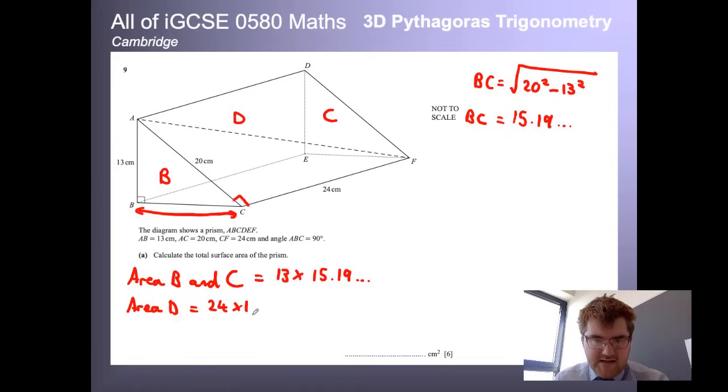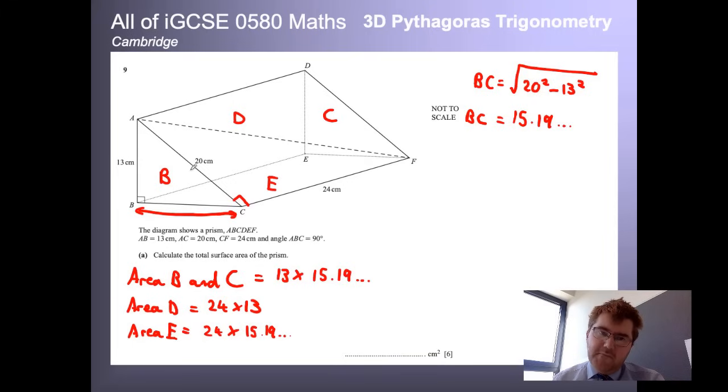So I'm just going to write this down clearly for the examiner. Now I'm going to work out the base, let's call that E. So the base is going to be 24 times that 15.19 we worked out earlier. So the area of E is equal to 24 times that 15.19. And then finally, I've got the slanted part as well. So don't forget that part too, that's important.